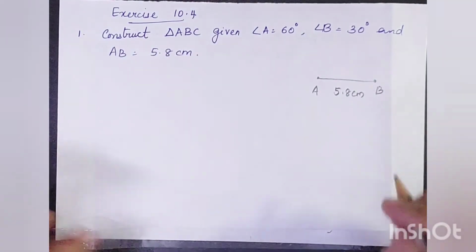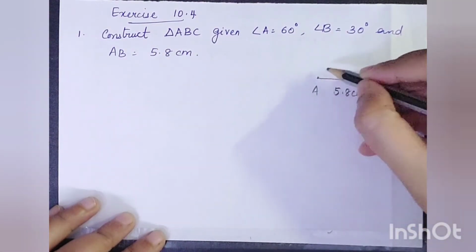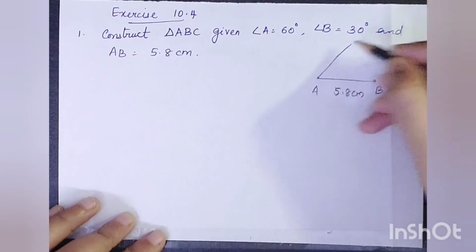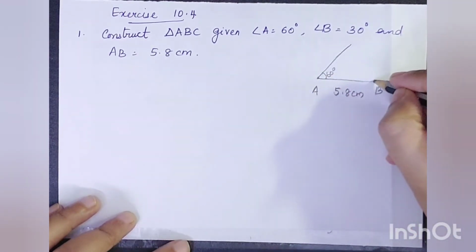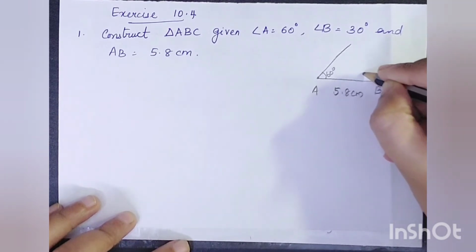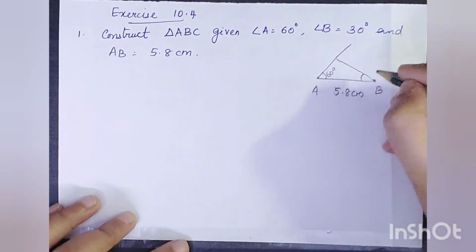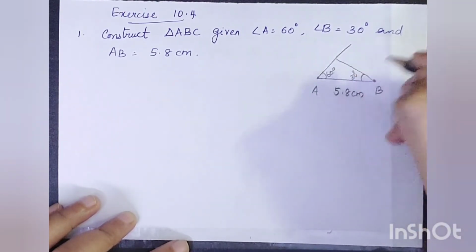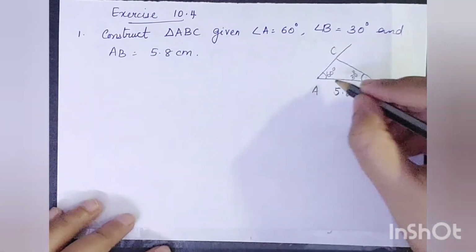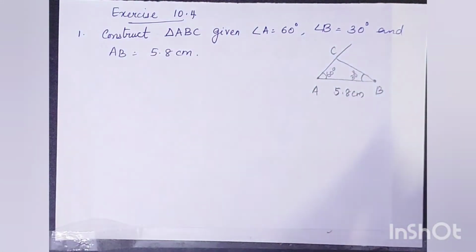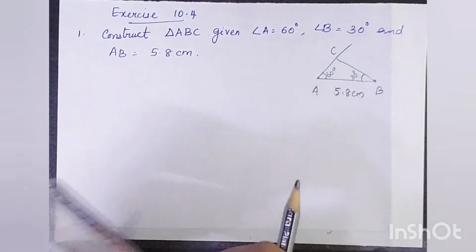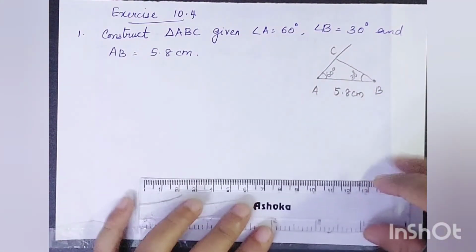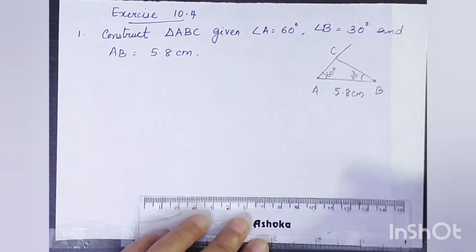Okay, now angle A this side is 60 degrees. This is 60 degree and angle B is 30 degree, like this. Okay, this is 30 degrees. So this is the triangle which we are going to construct. Okay. So let's draw the base first, that is AB. AB is given as 5.8 centimeter.